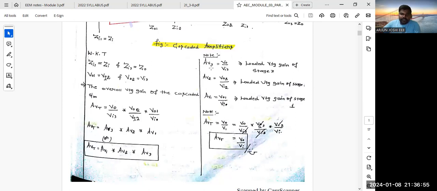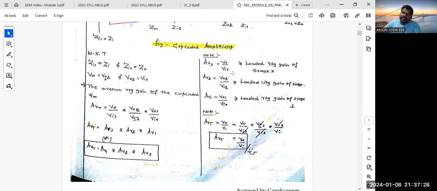What do you mean by AV3? AV3 is the voltage gain of the third stage, V naught divided by VI3. I wrote it the same way, but it is called the loaded voltage gain of stage 3. Second, AV2 is equal to V02 divided by VI2, which is the loaded voltage gain of stage 2. And then AV1 is equal to V01 divided by VI, the output voltage of stage 1 divided by the input voltage of stage 1, which is the loaded voltage gain of stage 1.